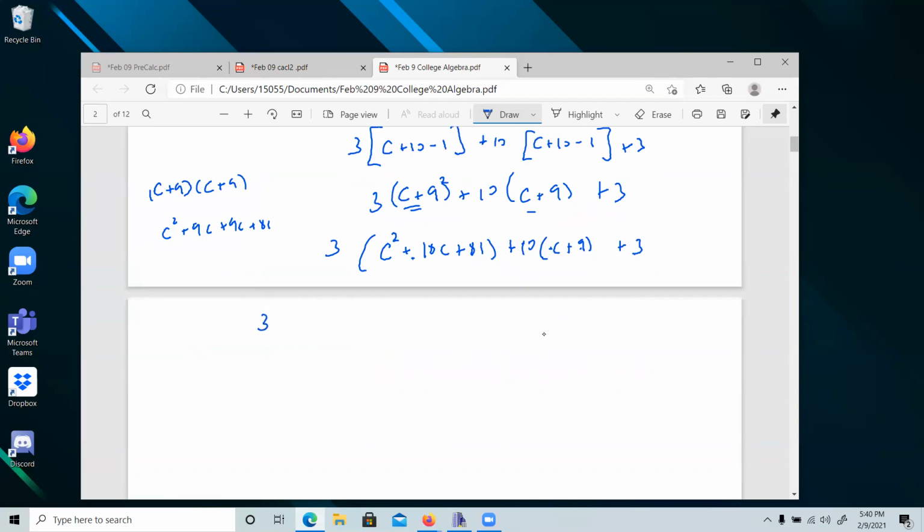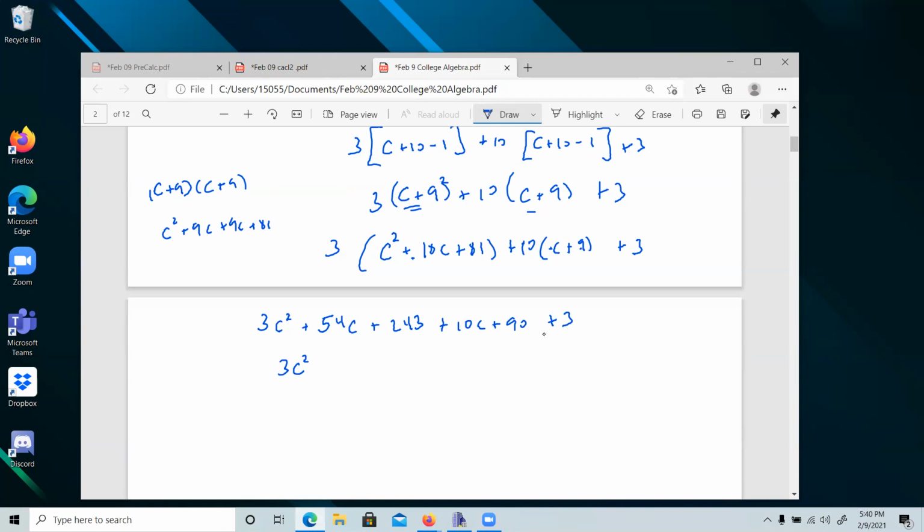So we've got 3c squared. What is 18 times 3? 30 plus 24 is going to be 54. 54c. Okay, and then 81 is going to be 240 plus 3, 243. Plus 10c plus 90 plus 3. Okay, so we're going to combine terms, right?